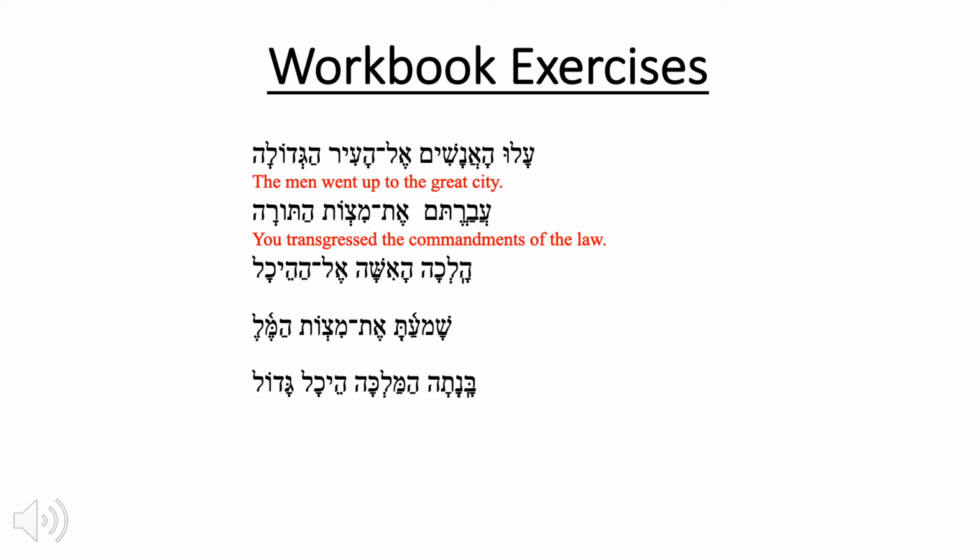Again, the feminine plural usually has ot with a holem vav. In this case, we have the vav plus the holem. So this is a tricky noun, but again, you should be able to figure out that this is commandments. Commandments of the law in the construct relationship with a definite article on both commandments and law. You transgressed or crossed the commandments of the law. Now let's move on to number 3.